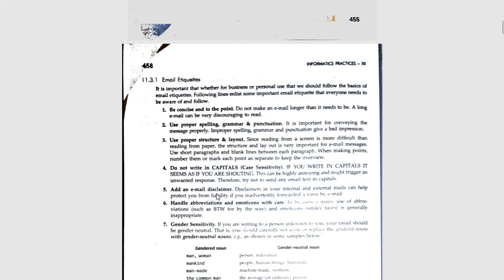Add an email disclaimer. Whenever you send any file over the internet, it may have some virus or junk mail. To avoid this, in case someone downloads it, you have to give a disclaimer that it may contain some virus or harmful mail. It is not very important for you, but it has to be included as part of the etiquette.